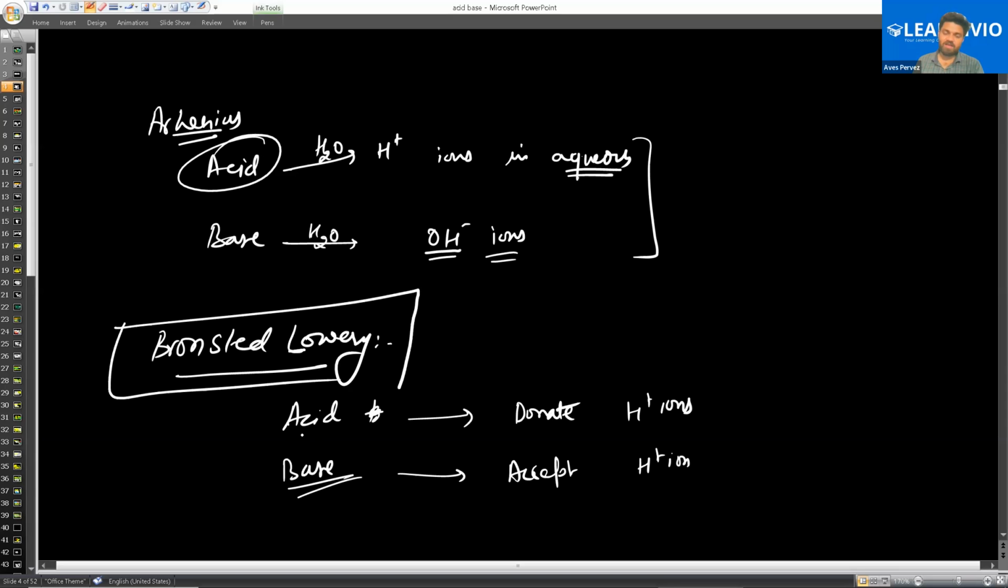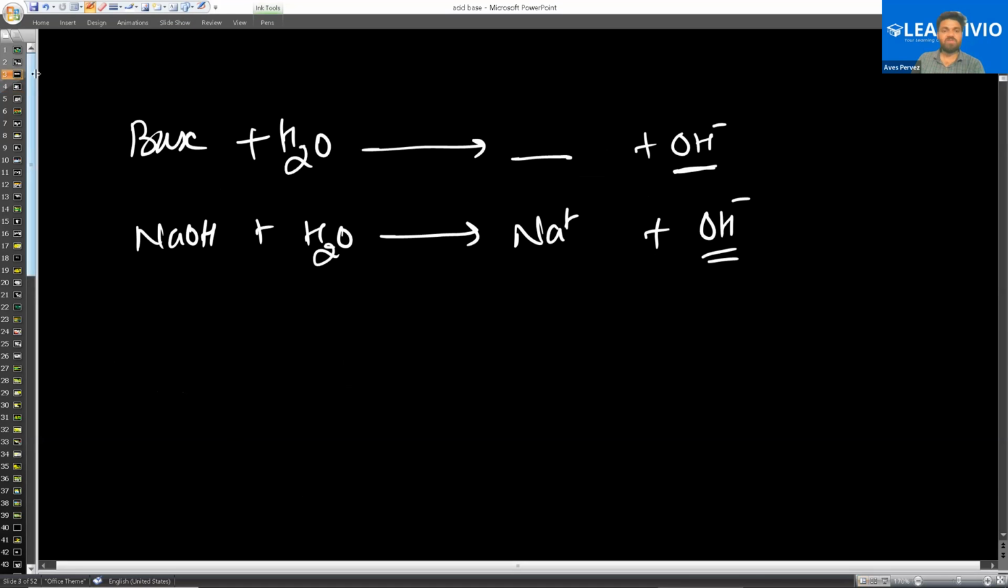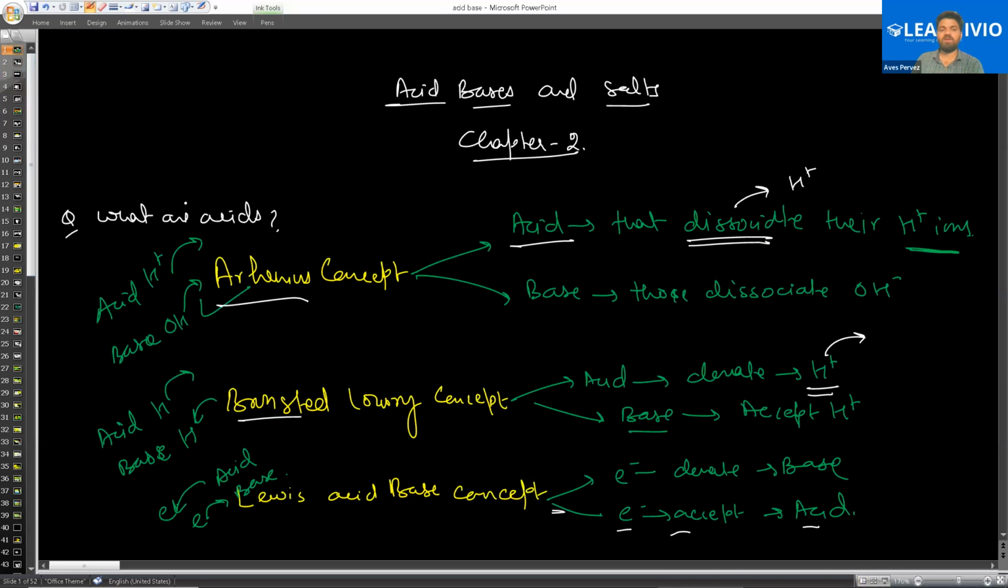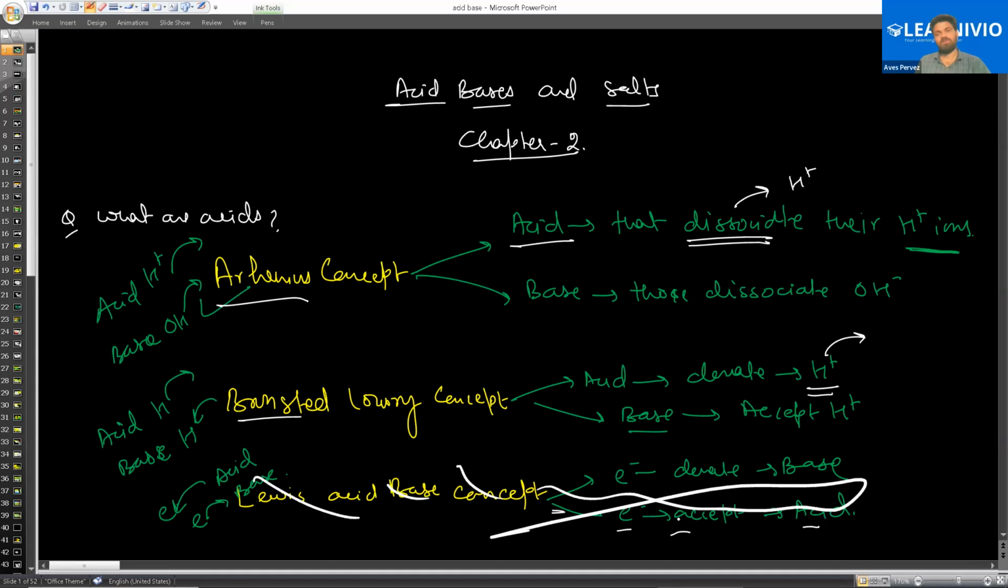So in Bronsted-Lowry, there is no concept of OH negative ion for the base. If it is donating H plus ion, it is an acid. If it is accepting H plus ion, it is a base. Understood? So start writing the definitions. Arrhenius concept: acid dissociates H plus ion, base dissociates OH negative ion. Bronsted-Lowry concept: acids are those substances that donate H plus ion, bases are those that accept H plus ion. Write it fast.